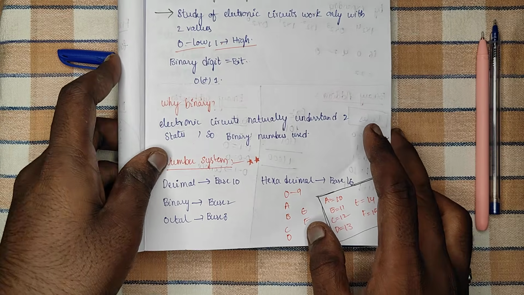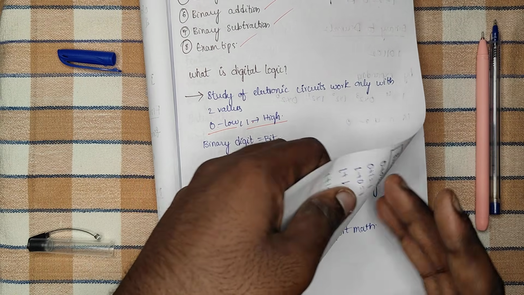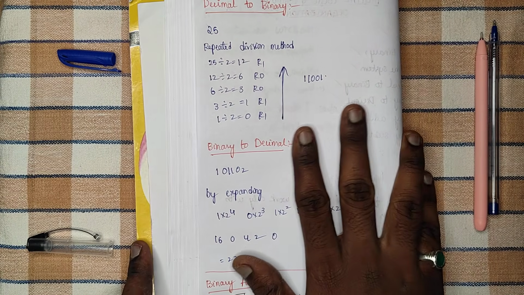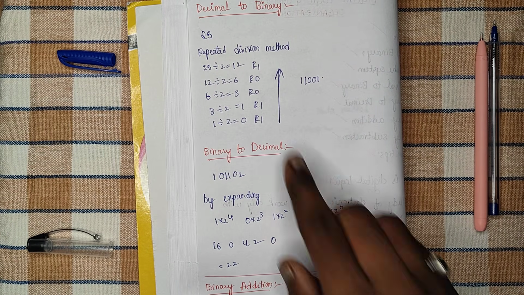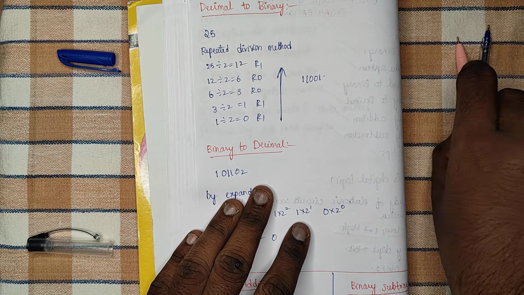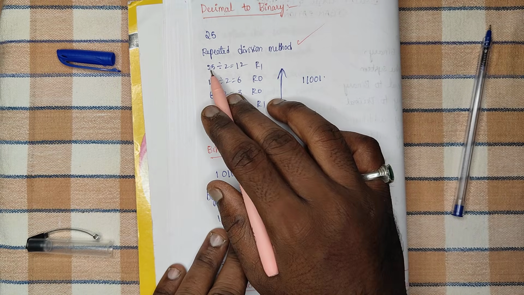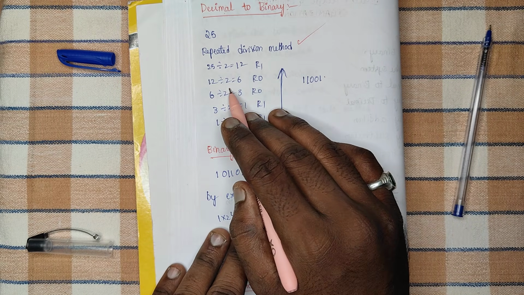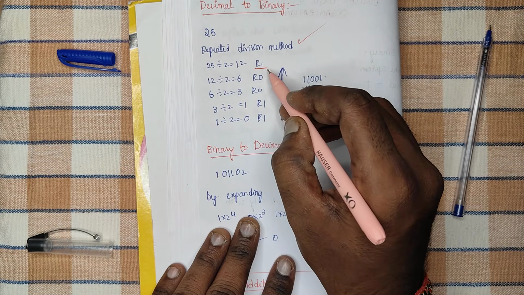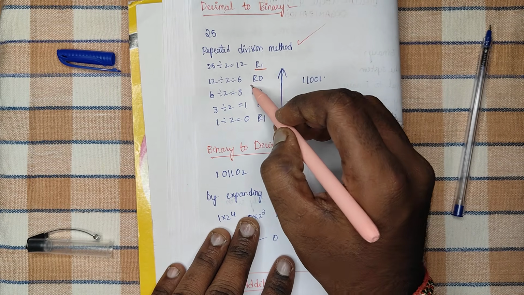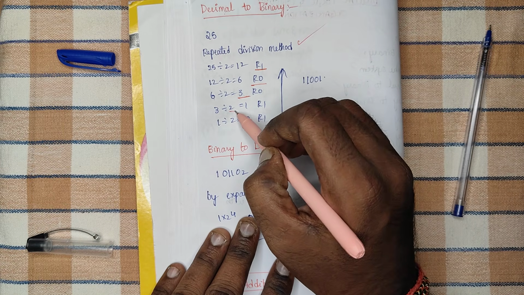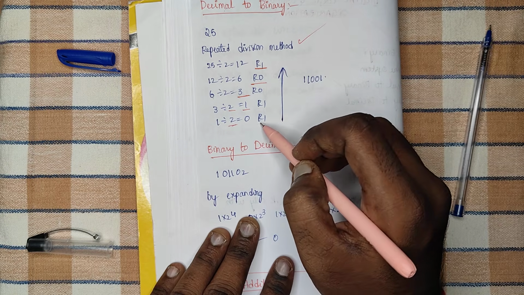Now let's see decimal to binary. For example, take a number, any number, I took 25. You have to do the repeated division method. 25 divided by 2 gives 12, and the remainder is 1. Dividing 12 by 2 gives 6, the remainder is 0. Dividing 6 by 2 gives 3, the remainder is 0. 3 divided by 2 gives 1, the remainder is 1. 1 divided by 2 gives 0, the remainder is 1.